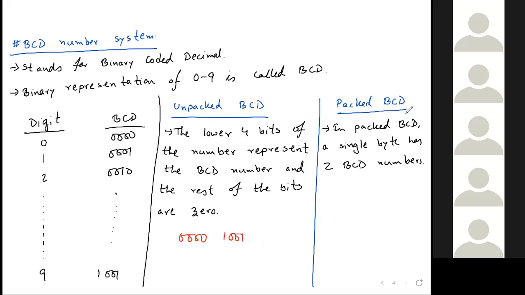But you see, in packed BCD, a single byte will have two BCD numbers. So if we want to store 3 and 9, then it will be stored like this: 0011 and then 1001. So this will give you 3 in BCD, and the later one will give you 9 in BCD. So this is how your BCD numbers are stored, either in unpacked format or in packed format.